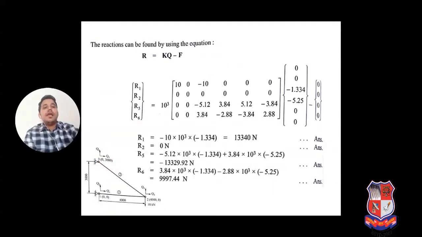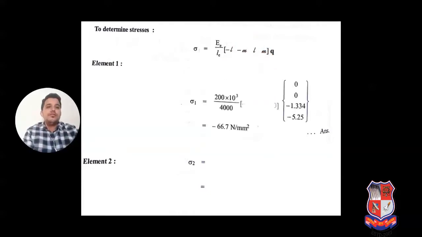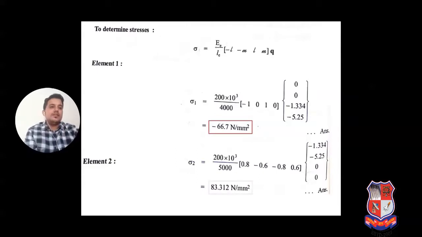Okay, and at the end, what we have to find out? Stress. Let's see. Stress formula, we know that stress is equal to E upon L times minus L, minus M, L, M and Q. We can find these L and M values from the standard table. First we have to find the stress for element number 1. We put in all the values and we got the answer minus 66.7 Newton per mm square, and sigma 2 is equal to 83.312 Newton per mm square.